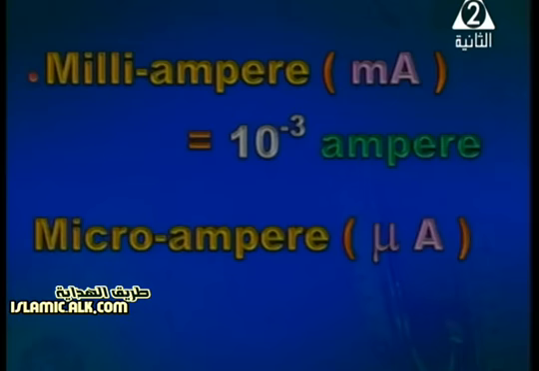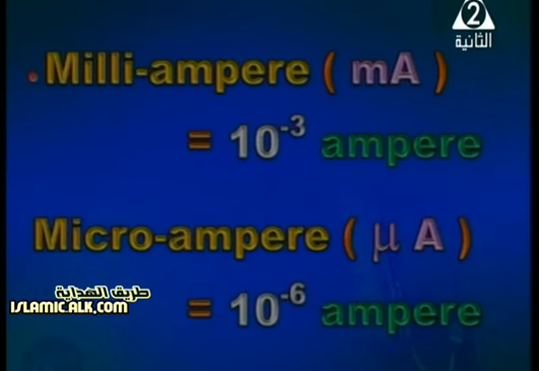We've got very useful pieces of information. Milliampere is denoted by small m capital A. If we want to convert it into ampere, it is multiplied by 10 to the power of negative 3. And what about microampere? It is multiplied by 10 to the power of negative 6 to change it into amperes.